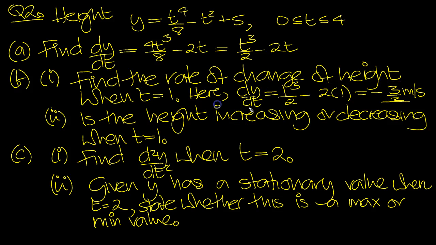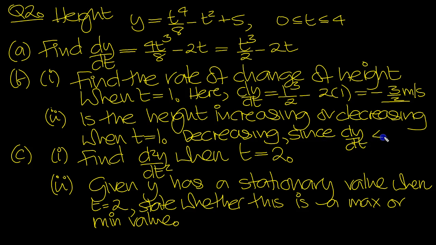Is the height increasing or decreasing when t equals 1? Let's just put the reason first. So the height is decreasing, since dy/dt is less than 0. That's the rate of change of height with respect to time is negative, so the height must be decreasing.